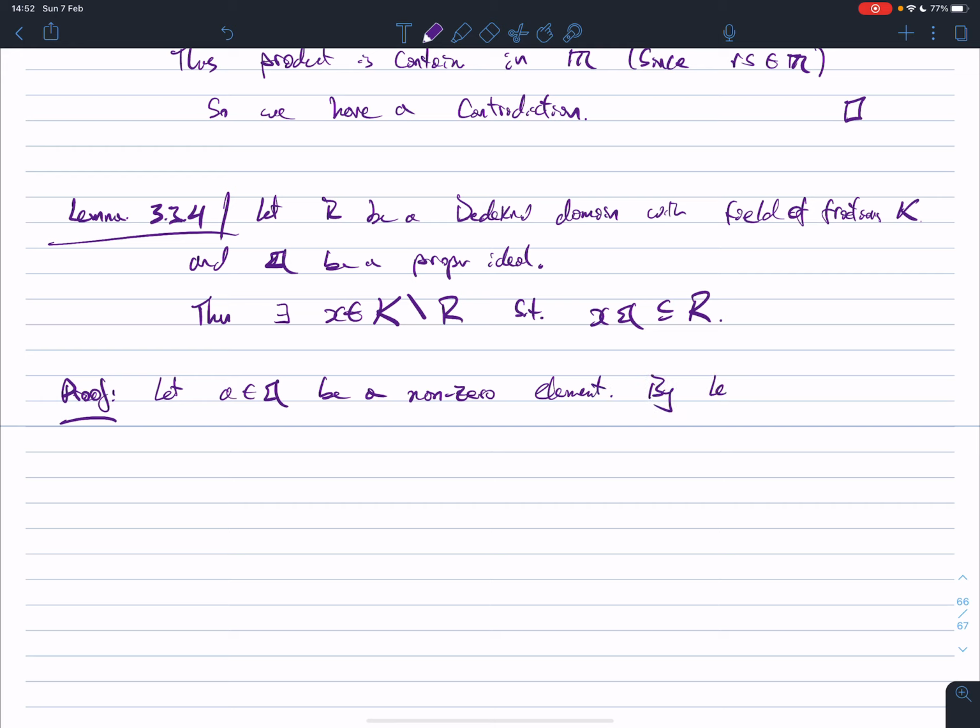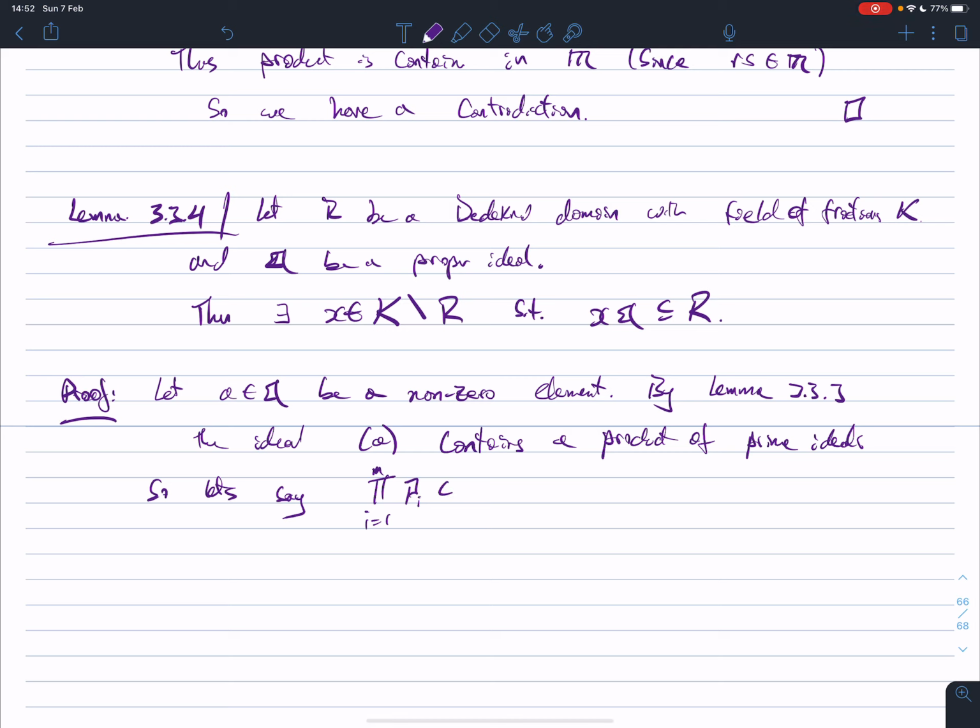By the previous lemma, 3.3, the ideal generated by A contains a product of prime ideals. So let's take, say, a product of ideals, the product from i equals 1 to m of P_i, contained in A, with the P_i prime ideals.